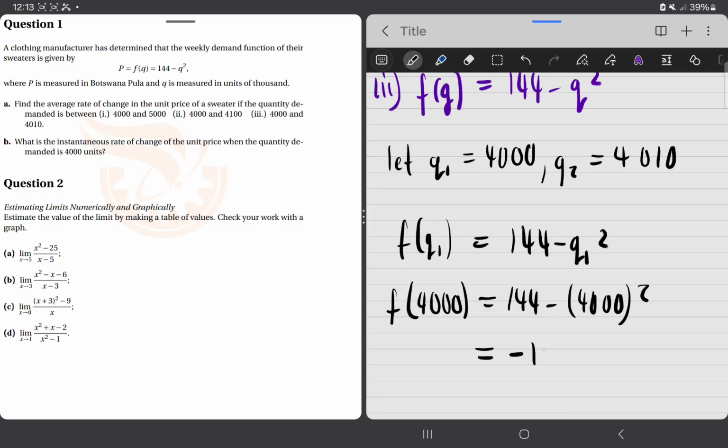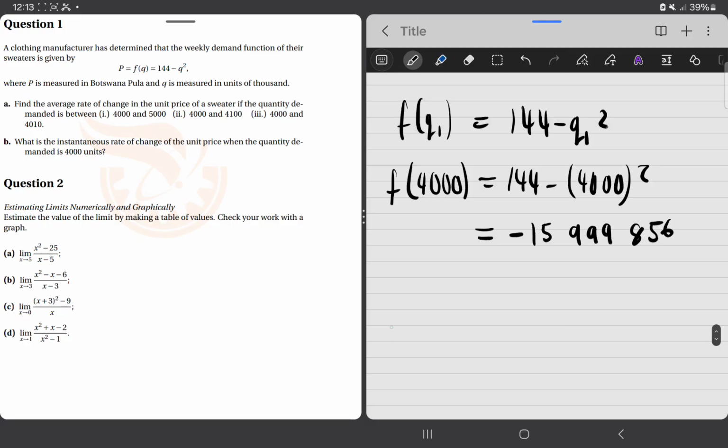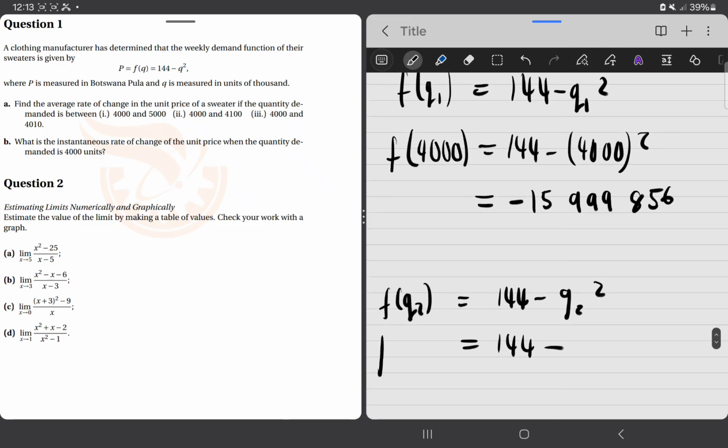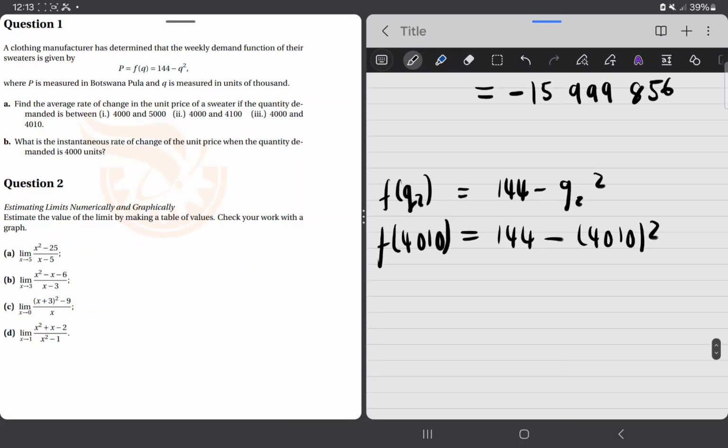And this just gives me negative 15,999,856. Then I can skip two lines. I say F of Q2 would be 144 minus Q2 squared. This would be 144 minus, I can now put my F of Q2. It's F of 4,010. This is 144 minus 4,010 all squared. Okay? Then we go on to calculate now. And here, what do we get? Here we get negative 16,079,956. That's what we get.